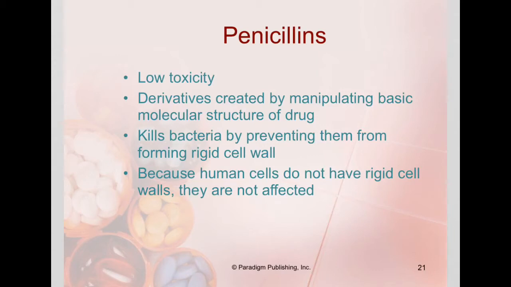Penicillins kill the bacteria by preventing them from forming a rigid cell wall. This makes the cell weak. It won't hold in the contents and the cell bursts. Because human cells do not have a rigid cell wall, they're not affected. So that was the great thing about penicillin, that it can kill the bacteria without harming the normal human cells.